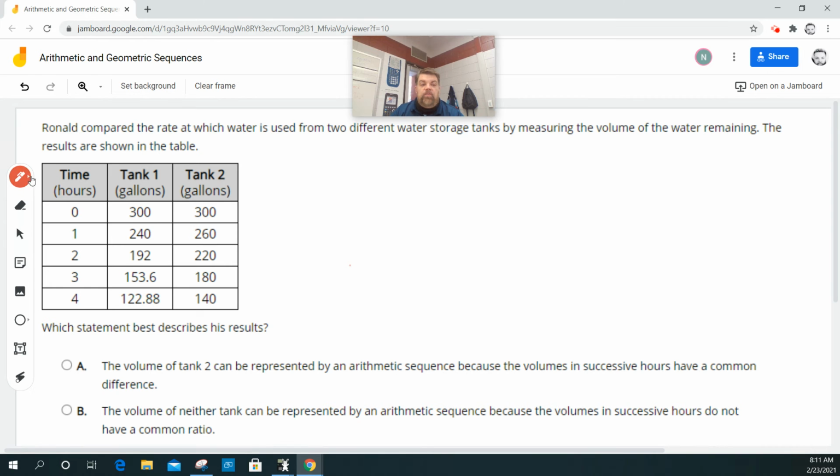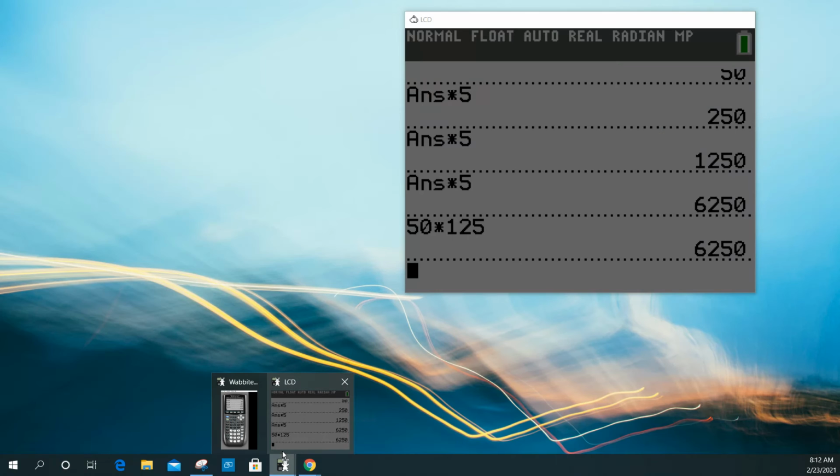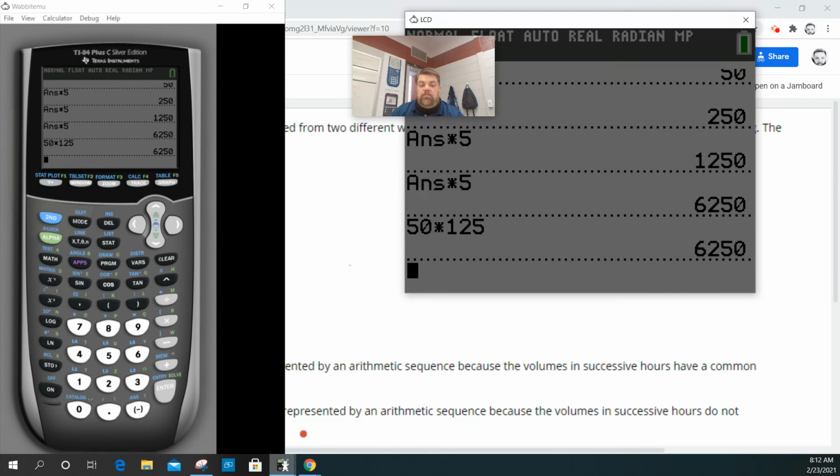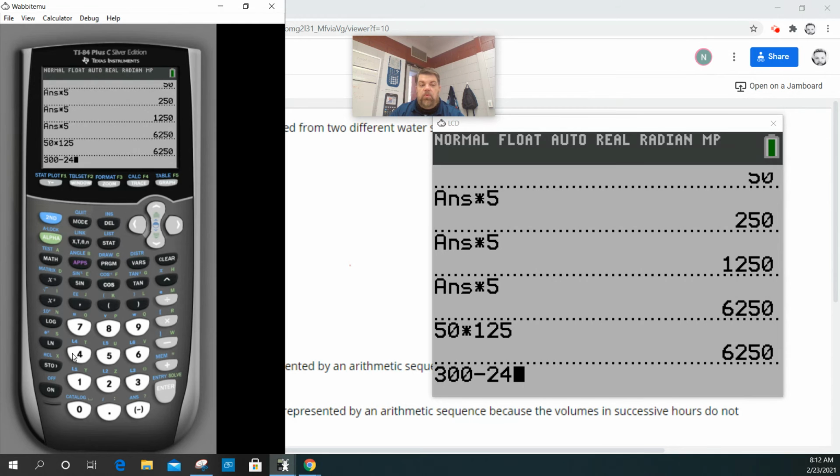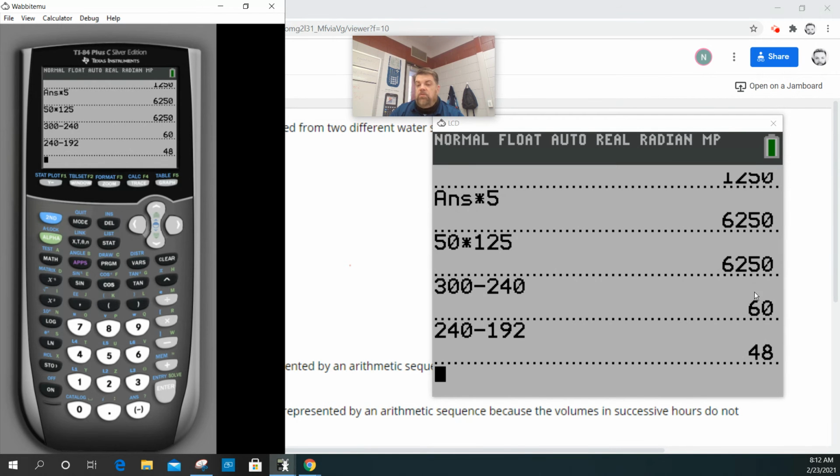So tank one, it's not arithmetic, because you're going down, but it's not the same amount. In other words, 300 minus 240 is 60, right? But then if I say 240 minus 192, there's no common difference. If it was an arithmetic series, then the common difference would be the same. So because it's changing, it's probably a common ratio.